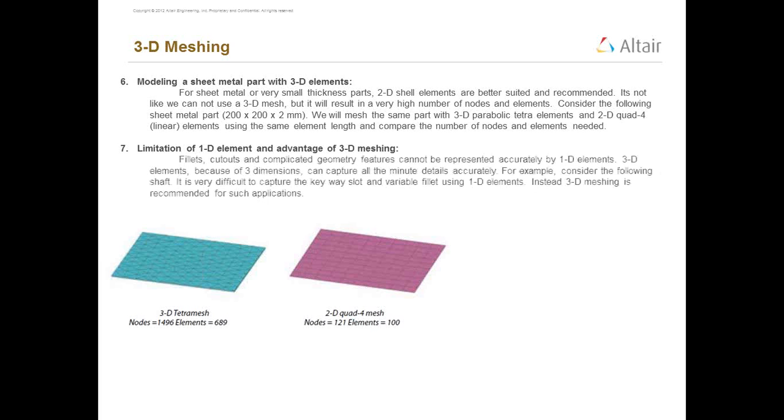Fillets, cutouts and complicated geometry features cannot be represented accurately by 1D element. 3D element, because of 3 dimensions, can capture all the minute details accurately. For example, considering the following shaft, it is very difficult to capture the keyway slot and variable fillet using 1D element. Instead, 3D meshing is recommended for such applications.